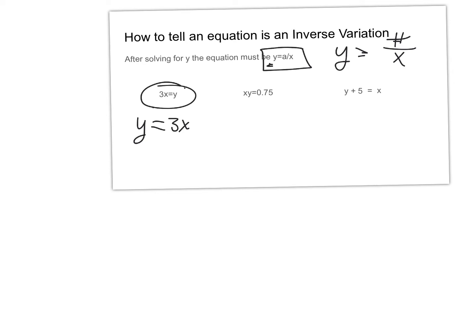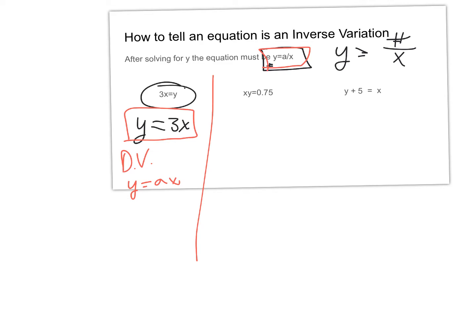But now, does this look like this? The answer is no. This is a direct variation because it's y equals ax, but it's not inverse because it doesn't look like divided by x. So this is not inverse, this is direct. All right, let's take a look at number 2.